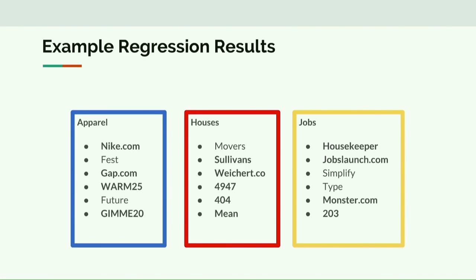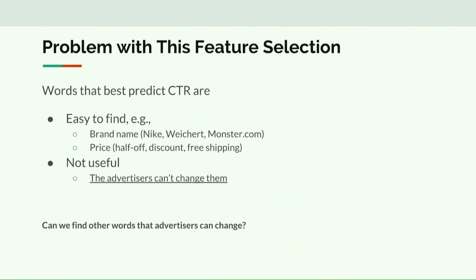Right, you'll end up seeing a bunch of brand names. So on the apparel, you see, oh, Nike is good, Gap is good. On jobs, you'll see that Monster is good. Now, this is maybe interesting information, but what does it do to an advertiser who is not Nike or not Monster? It's difficult for an advertiser to go ahead and change their brand name.